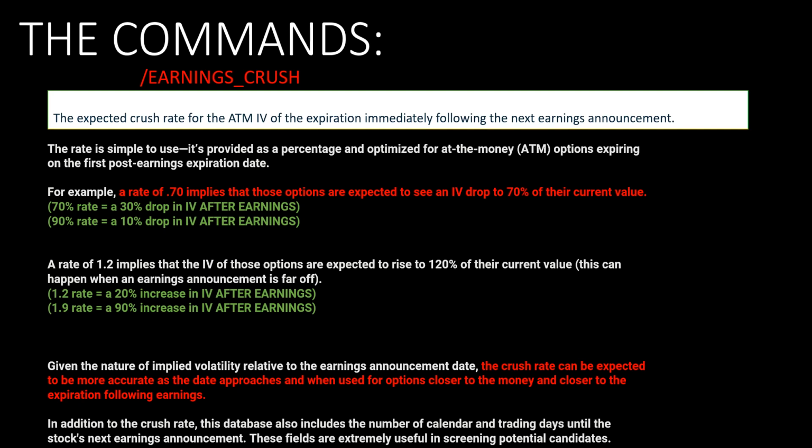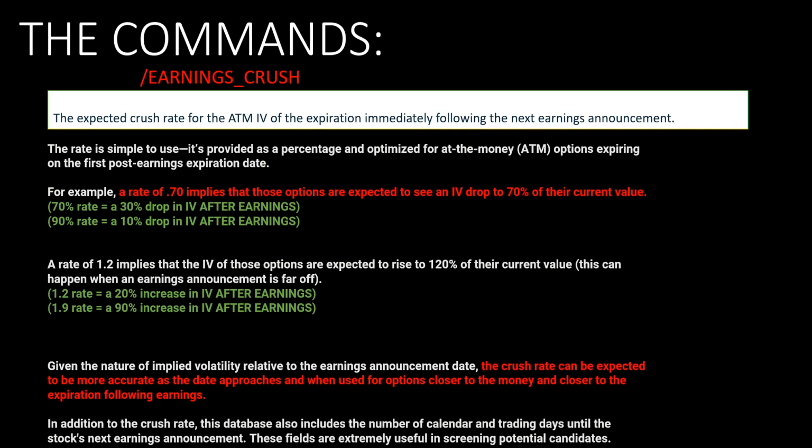post-earnings expiration date. For example, a rate of 0.70 implies that those options are expected to see an IV drop to 70% of their current value, or a 70% rate, or a 0.70 rate, equals a 30% drop in IV after earnings. A 0.9 rate, or 90% rate, equals a 10% drop in IV after earnings. A rate of 1.2 implies that the IV of those options is expected to rise to 120% of their current value. And this can happen when an earnings announcement is far off.